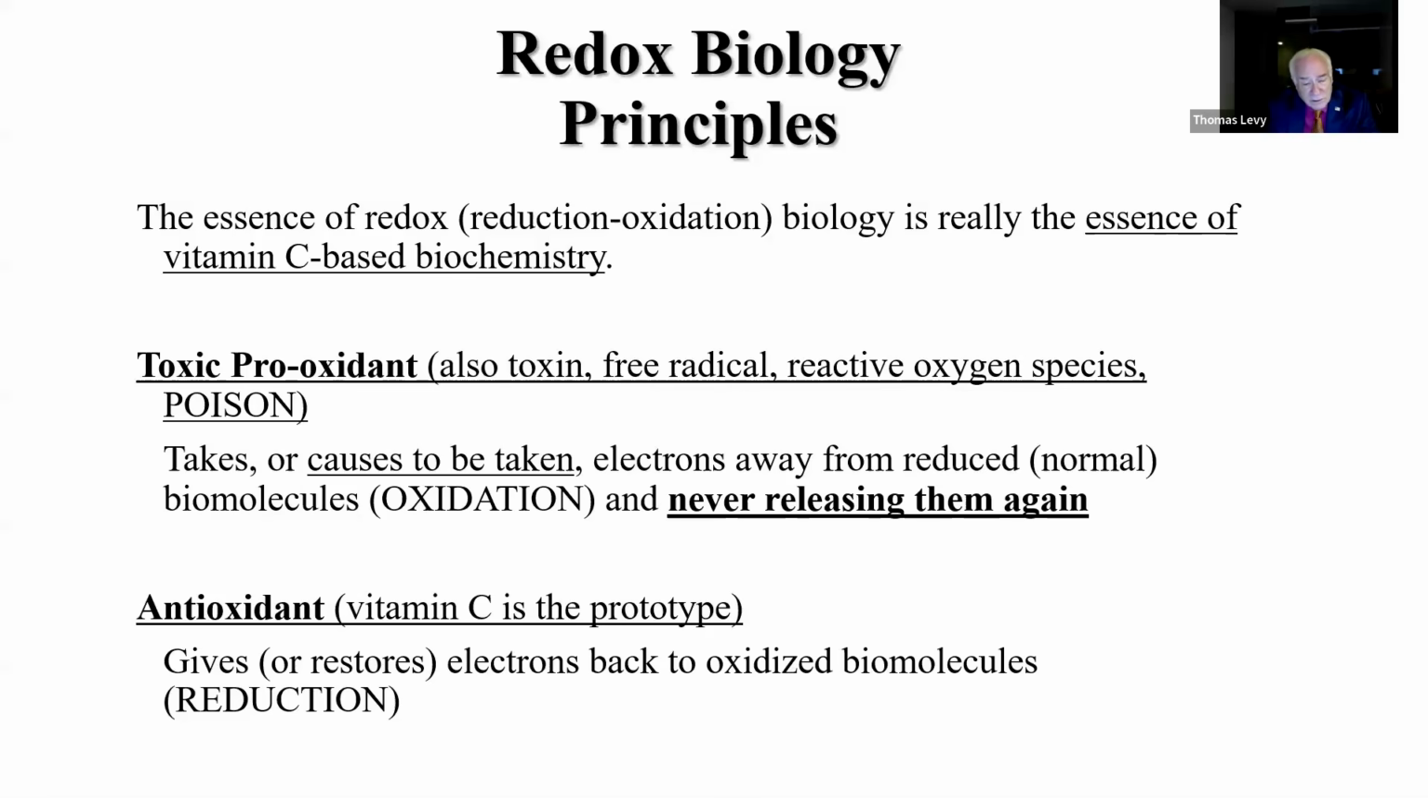Then I'm going to tell you about the definition of an antioxidant, and quite simply, an antioxidant, of which vitamin C is most vital, and I'll show you the reasons for that in a moment. Vitamin C gives or restores electrons back to oxidized biomolecules. It's basically the delivery mechanism for electrons. You can have all the electrons in the world and a good quality diet, but if you don't have enough vitamin C, along with other quality antioxidants, you're not going to get them distributed throughout the body and the cells where they're needed.